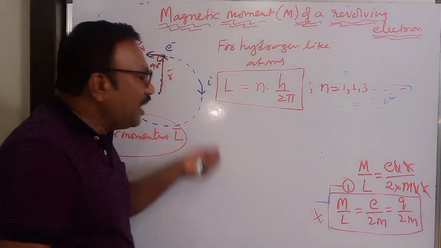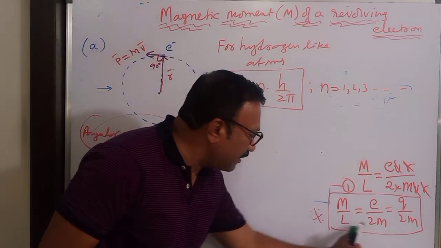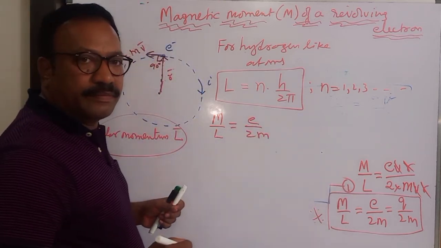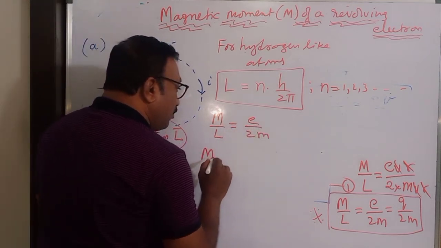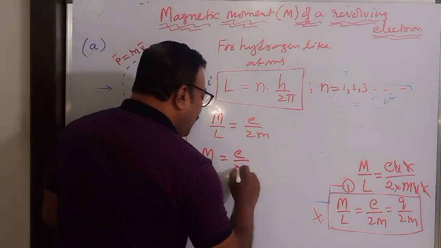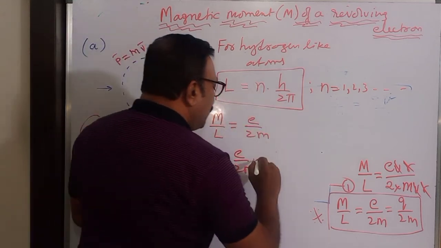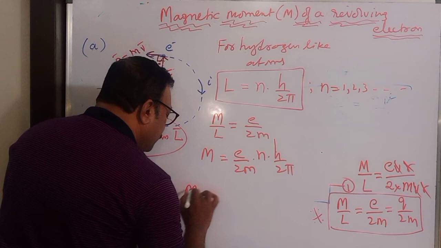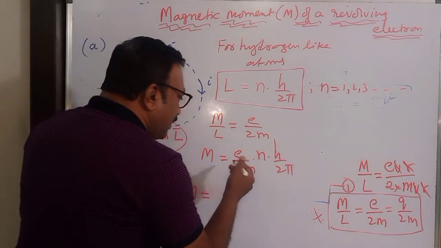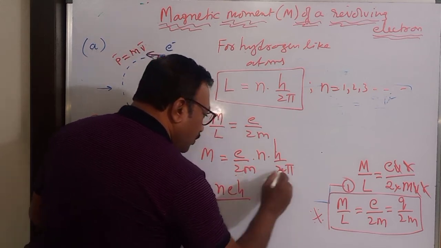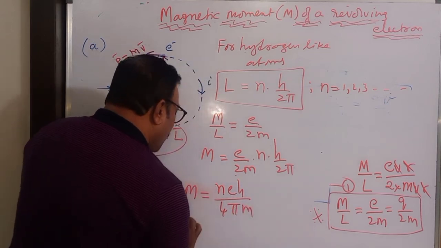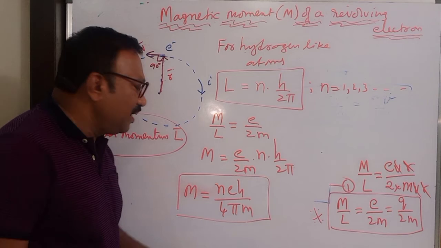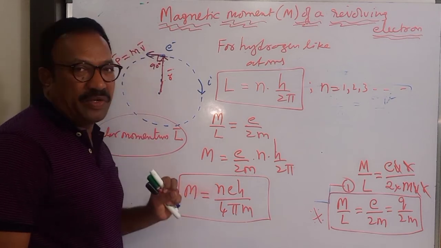Now using this relation, I want to express the magnetic moment. The magnetic moment divided by angular momentum is equal to E divided by 2m. Then I'll send L to this side. So the magnetic moment of the electron in a hydrogen-like atom is given by E by 2m into L. But what is L? N into h divided by 2 pi. Therefore the magnetic moment is given by N into E into h, 2 2s are 4 pi m. Remember here small m is the mass of the electron, h is Planck's constant, e is the charge of the electron, and n is an integral multiple like 1, 2, 3, 4. Here n is the principal quantum number and capital M is the magnetic moment of the electron.